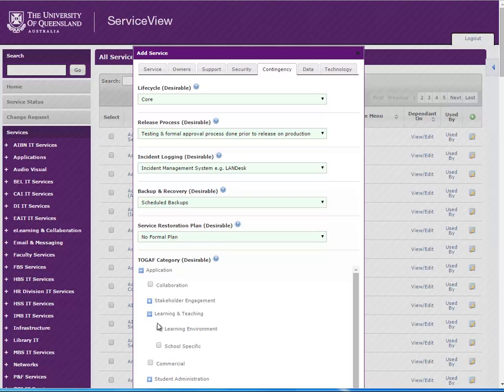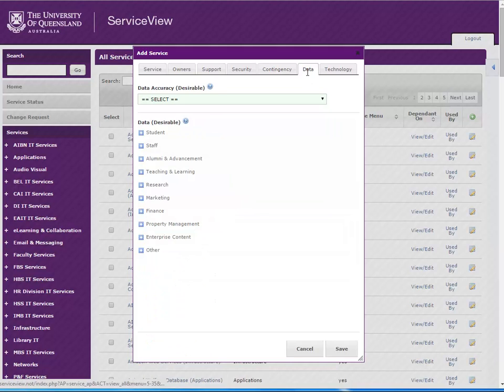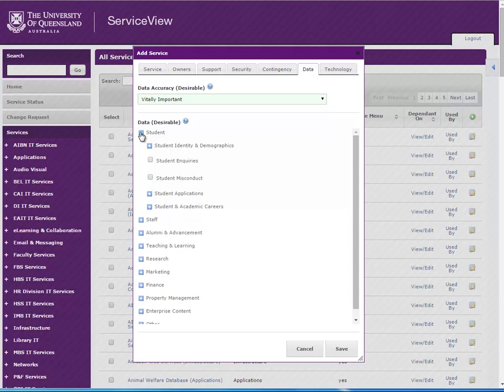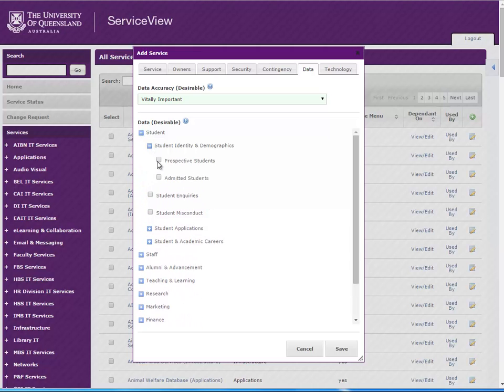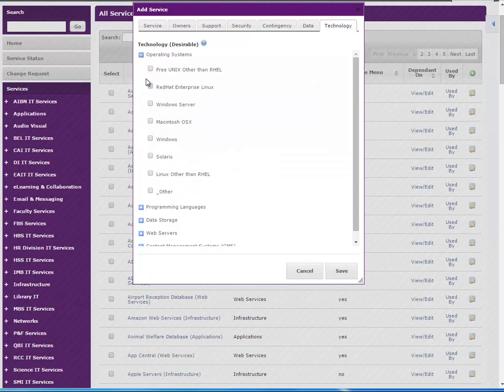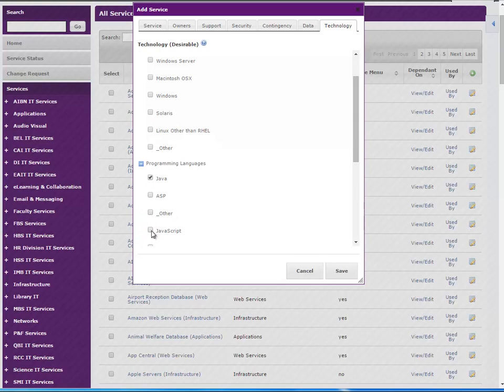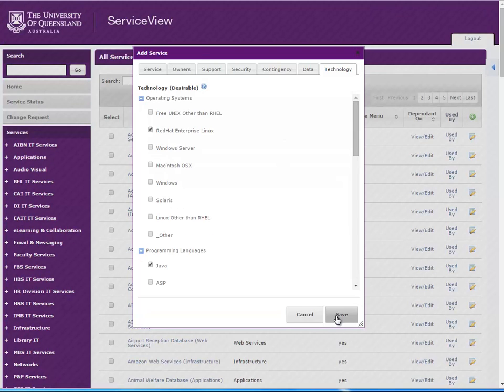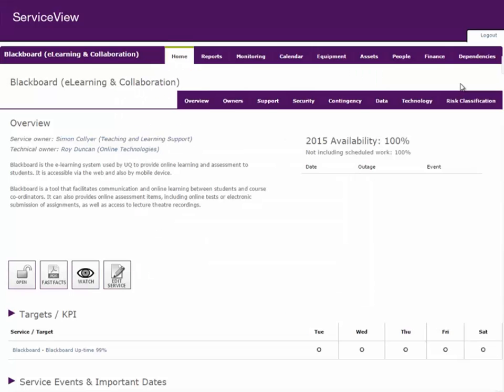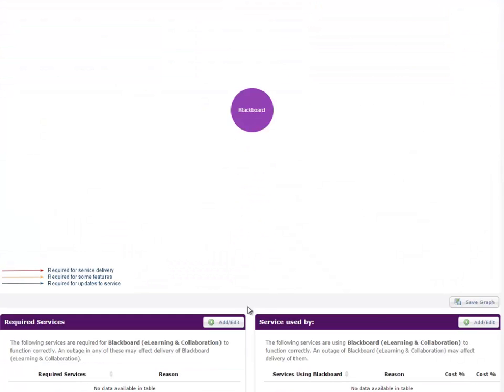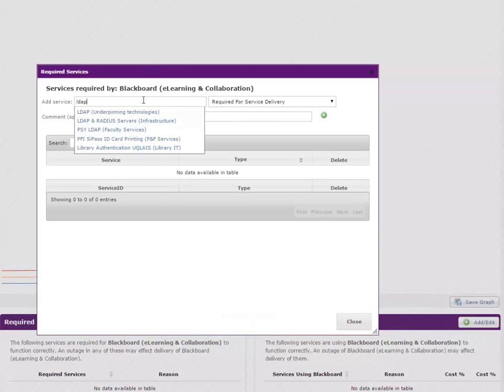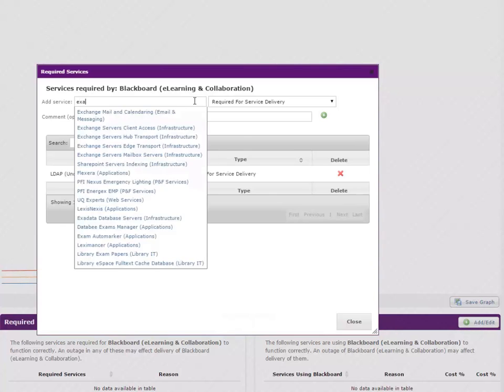In this case, Blackboard is a learning environment. Next, questions are asked related to the data stored or used by this service. In this case, Blackboard stores identity details of admitted students, as well as other data relating to courses. Finally, the technology used by this service is entered, including operating systems, programming languages, databases, and web servers. Once this is saved, the service is added into ServiceView. Next, we need to specify what other IT services Blackboard needs to operate. In this instance, Blackboard requires LDAP, which is used for checking usernames, and the Exadata database servers.